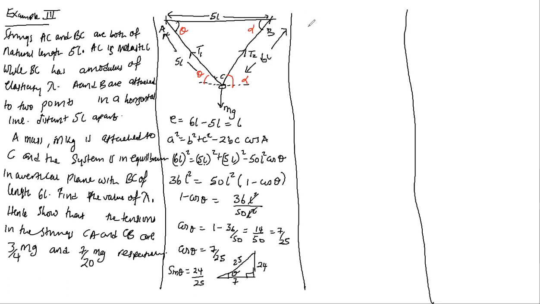We can also get angle alpha. For alpha, I'll use 5L is equal to 6L squared plus 5L squared minus 60L squared cos alpha. How does the 60 come about? It is 5 times 6 times 2. So with that, this is 61. This is 25 L squared.